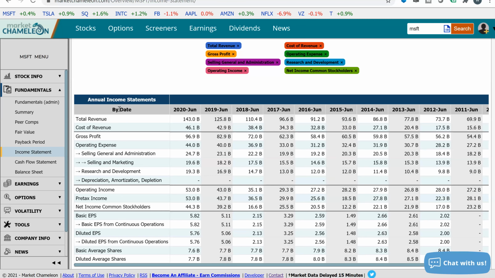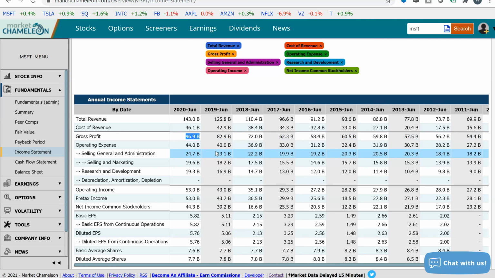So first we start out with total revenue. Total revenue is all their total sales. So Microsoft in total sales made $143 billion in 2020. Cost of revenue, this is what it cost them to produce the products to sell. So it cost them $46.1 billion to produce the products that they sold for $143 billion. So that leaves them with gross profits of $96.9 billion.